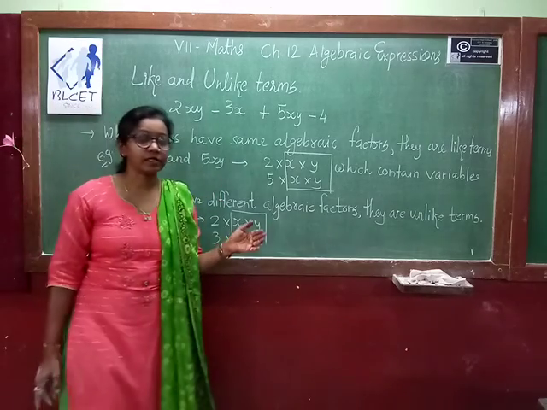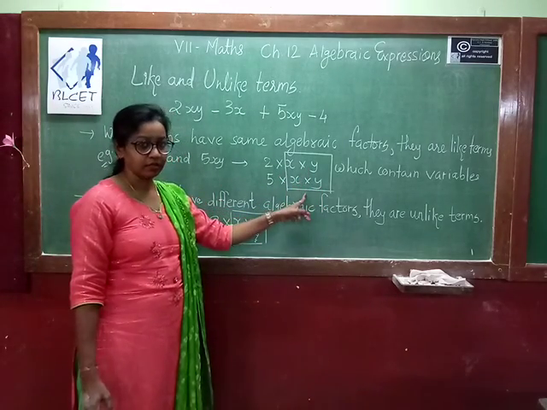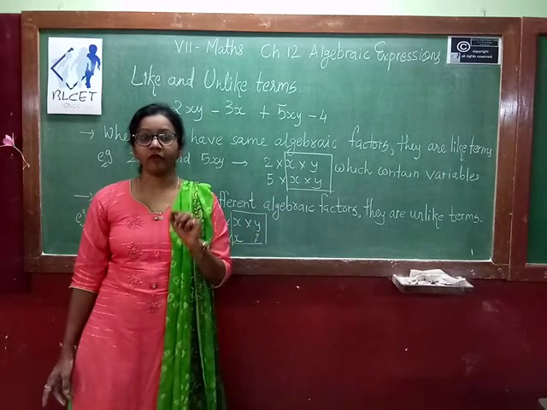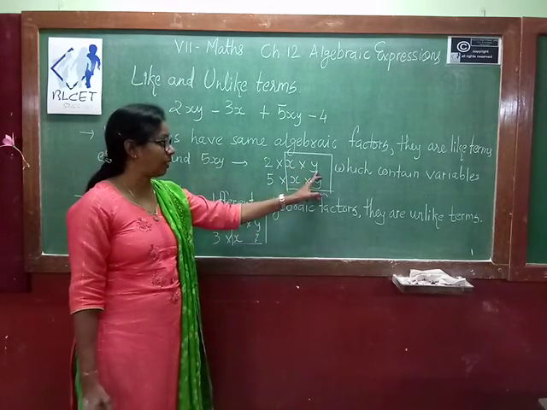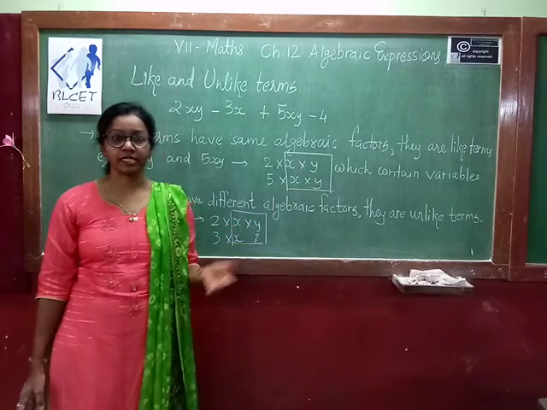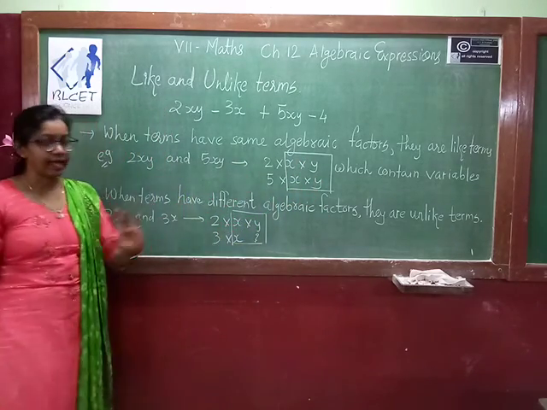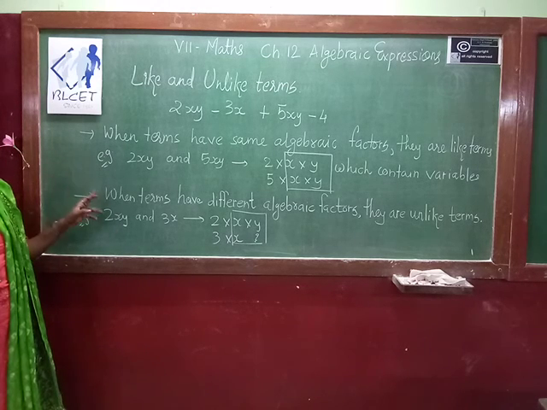In other words, the variables are same in both. Such kind of terms are known as like terms. Here the variables are x and y. Here also the variables are x and y. Variables same. Such kind of terms are like terms. Another way also you can identify like terms like this.